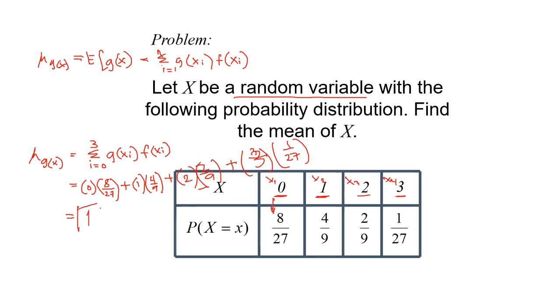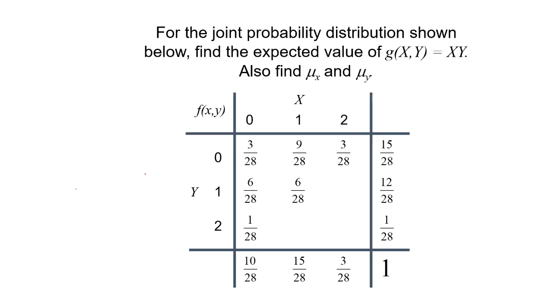So, meaning to say, our mean for this problem is just equivalent to 1. Okay, so we have here another example. For the joint probability distribution shown below, find the expected value of g of x, y, which is equivalent to xy. Also find the mean of x and the mean of y.